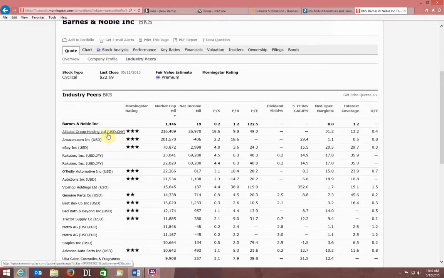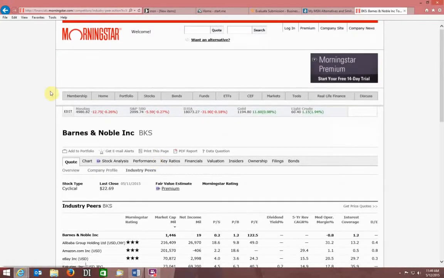And Alibaba is fairly new. It's a Chinese company, actually bigger. Look at that, bigger than Amazon right now in terms of its market cap. That's pretty impressive. But anyhow, back to Barnes and Noble. So we'll go back.